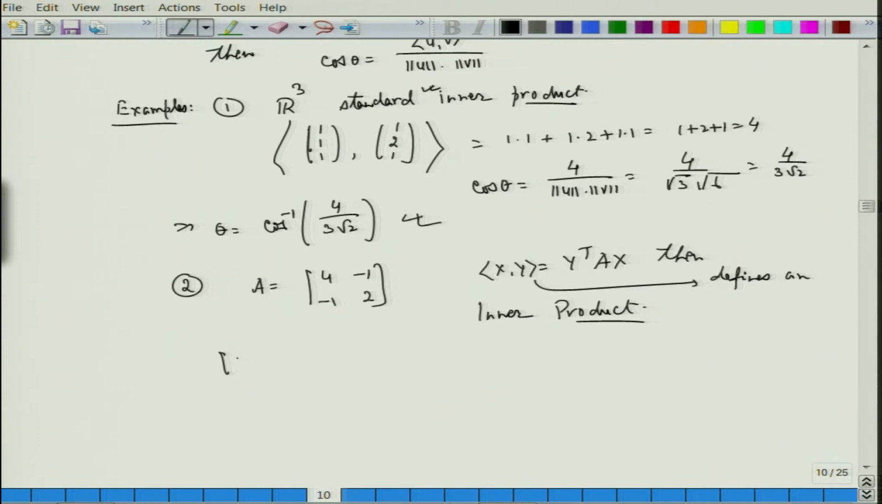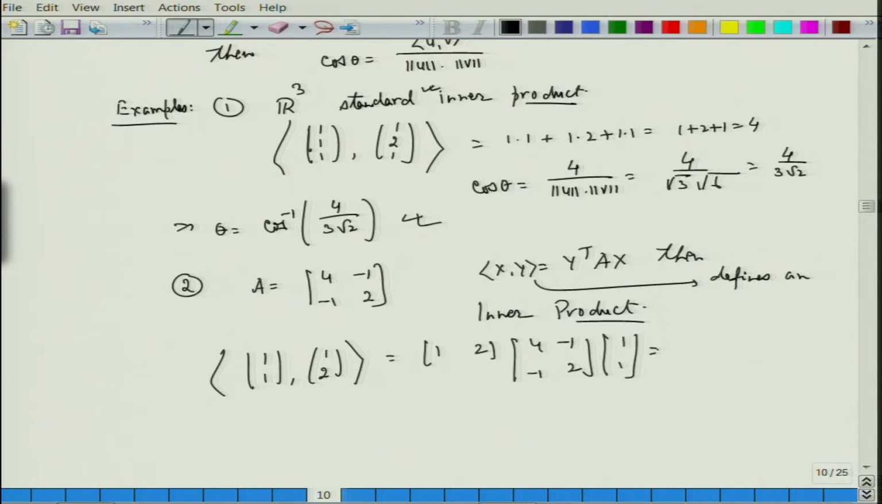So suppose I want to look at the inner product of the vector 1, 1 with 1, 2. Then this is equal to, because I am looking at y transpose Ax, 1 2 times 4 minus 1 minus 1 2 times 1 1. Now just add: 4 minus 1 is 3 and this is 1 here. So this is same as 3 plus 2, which is 5. Is that okay? So this is the inner product between x and y.